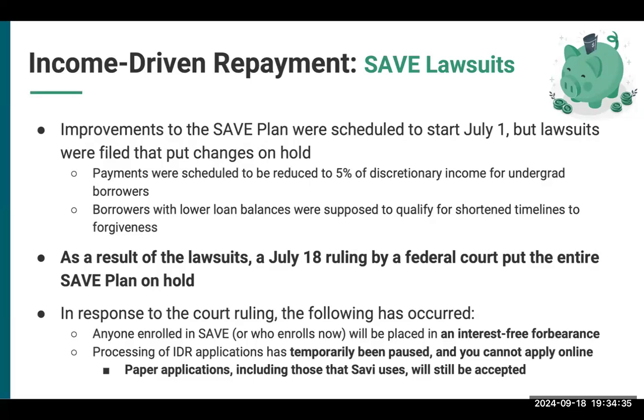I would say this as far as what's going to happen with this SAVE plan, it's going to go to the Supreme Court again, and we may not hear a decision until their next wave of rulings in May or June of next year. So it could be a while that borrowers are put into this forbearance category where they're not responsible for making payments, but they are prevented from continuing into the program.